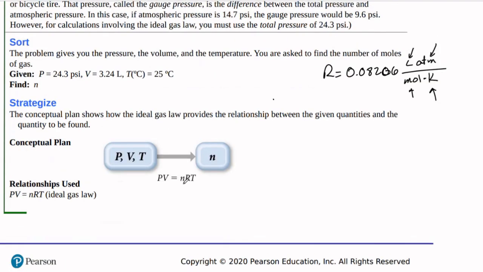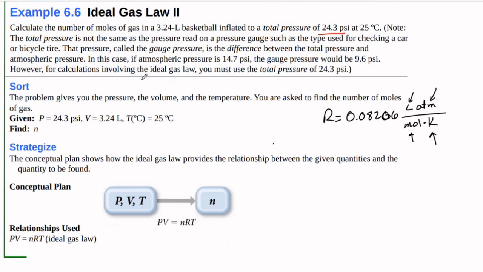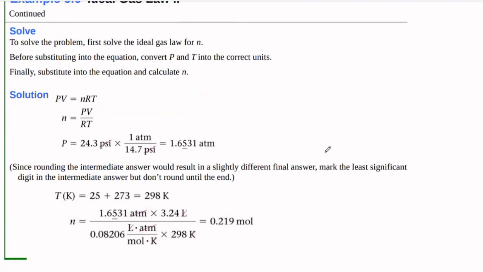We know that PV equals nRT, and we were asked to calculate the number of moles. So we're asked to find n. So in the first step, we're going to solve PV equals nRT for n. How do we solve for n? We divide both sides by RT, right? So if we divide both sides by RT, RT cancels, and we've got n on a side by itself. So that gives us n equals PV over RT.